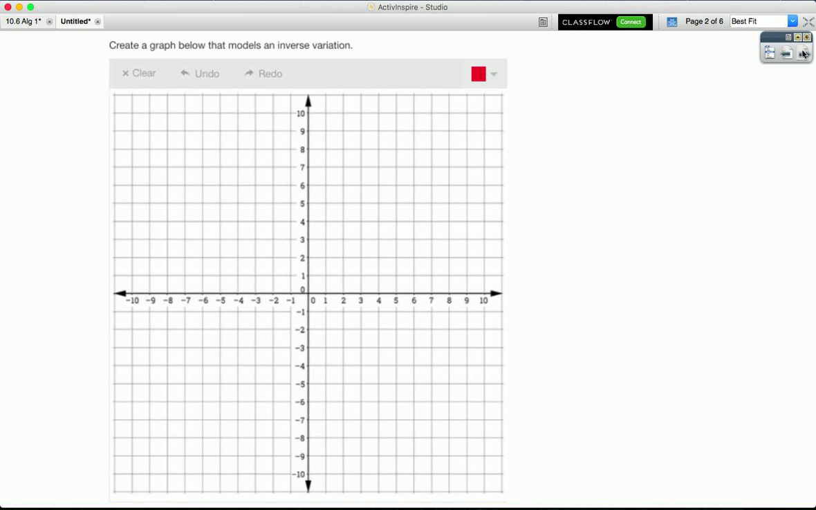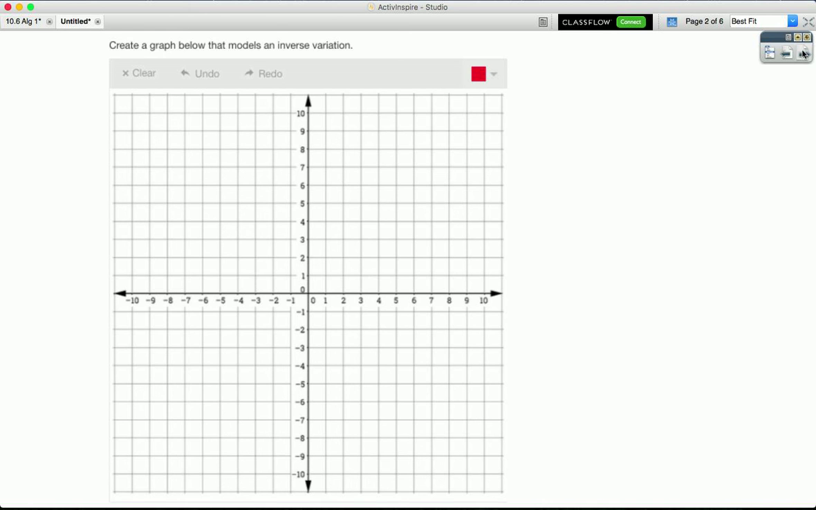So question number 2 said to create a graph that models an inverse variation. I did specifically ask you to choose an actual inverse variation equation. You could use one that we already used. You can make up a totally new one. I just did not want you to randomly sketch a graph that was completely inaccurate.